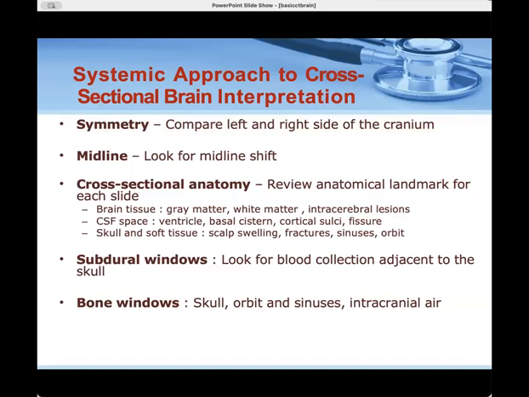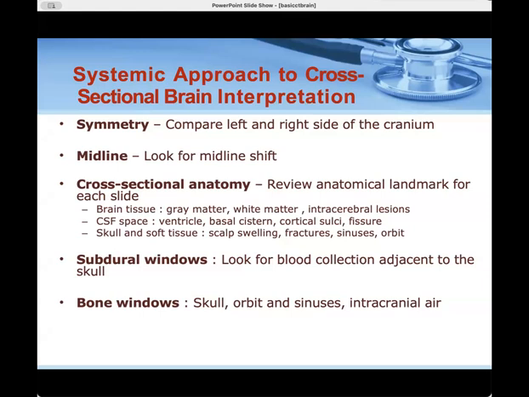Brain tissue, gray matter and white matter. Intracerebral lesions. CSF, or cerebrospinal fluid, space: ventricle, basal cistern, cortical sulci, fissure. Skull and soft tissue: scalp swelling, fractures, sinuses, orbit.